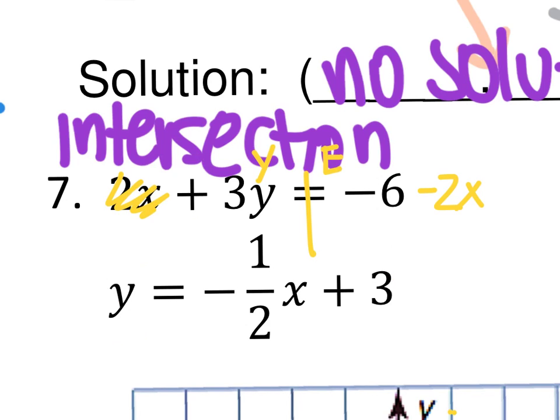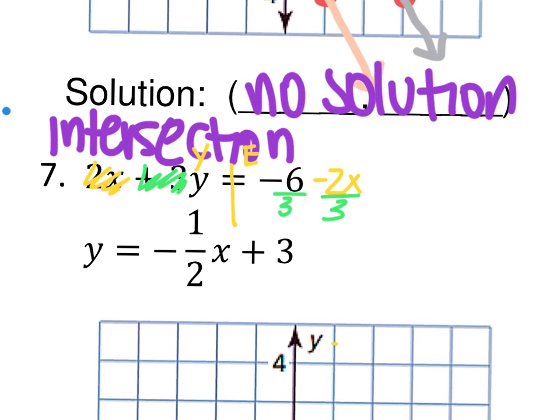Then I'm going to get rid of the 3 that's in front, so I'm going to divide everything by 3, and it's a positive 3, so I'm going to divide by 3. And that's gone. So I end up with, for my equation, y equals negative 6 divided by 3 is negative 2 minus 2 over 3x. So those are my two equations.